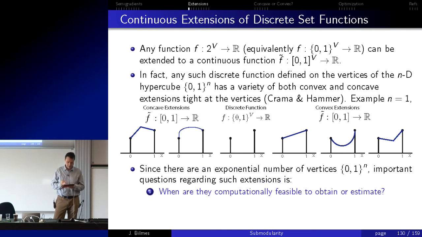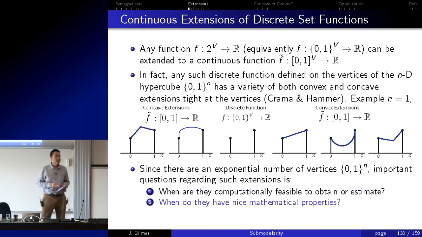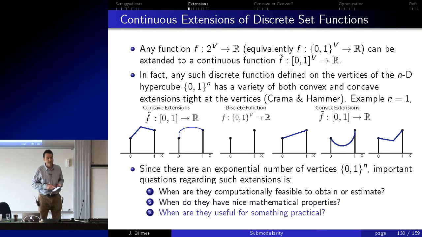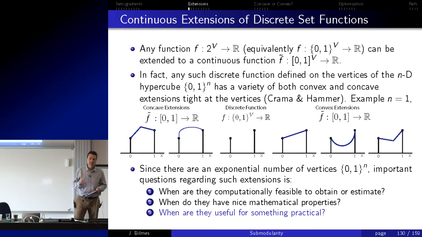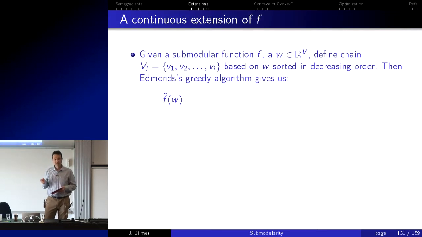So an important question regarding such extensions is, when are they computationally feasible to get or to estimate? Because the convex envelope or the concave envelope may not be easy to get in general for a discrete function. It might be exponentially hard to get it. And secondly, when do they have nice mathematical properties? When are they themselves useful for something? For example, if you do a convex relaxation, is there going to be an integrality gap? And maybe most importantly, when are they useful for something practical? So the Lovász extension is a continuous extension that has all of the nice properties when it's a submodular function.